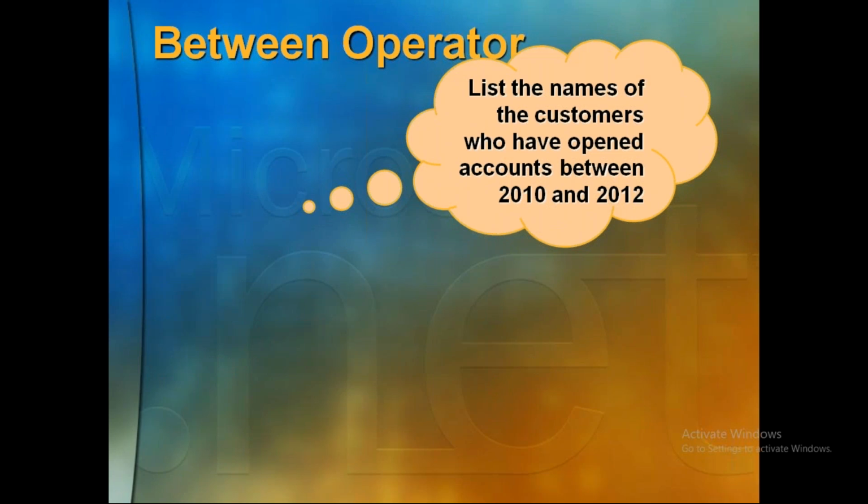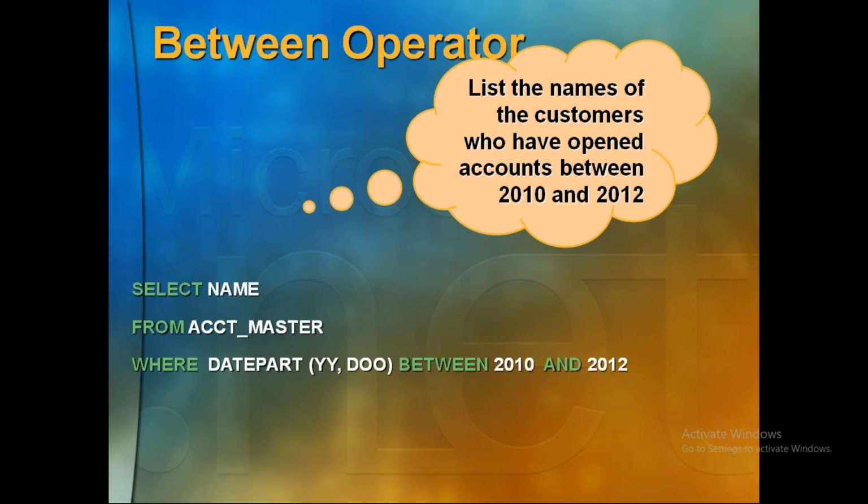Now, list the names of the customers who have opened accounts between 2010 and 2012. That means you have to include 2010, 2011, 2012, the upper limit, the lower limit, and the in-between range, right? So DATEPART year between 2010 and 2012. Clear? So this is what is called the BETWEEN operator that you can use.